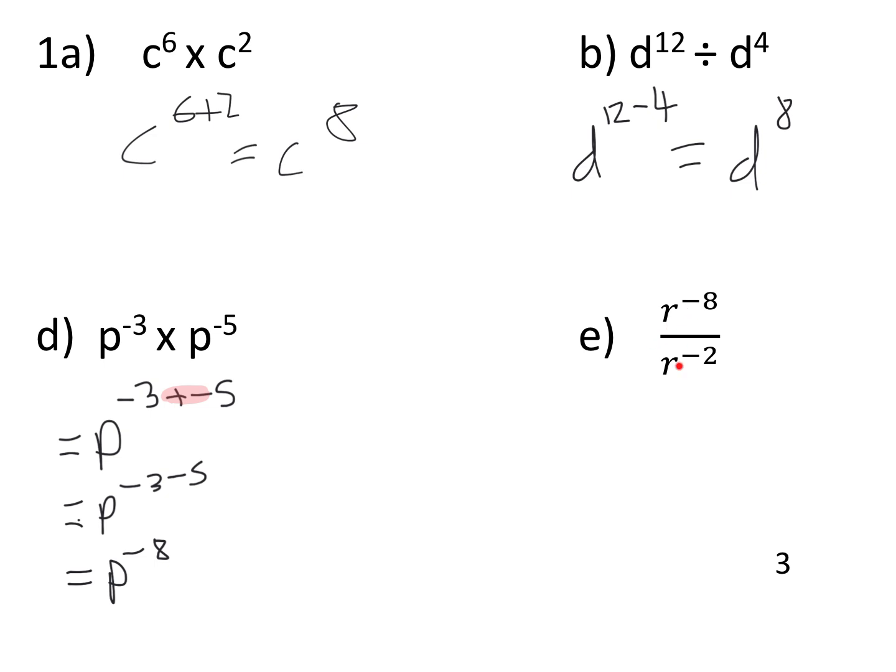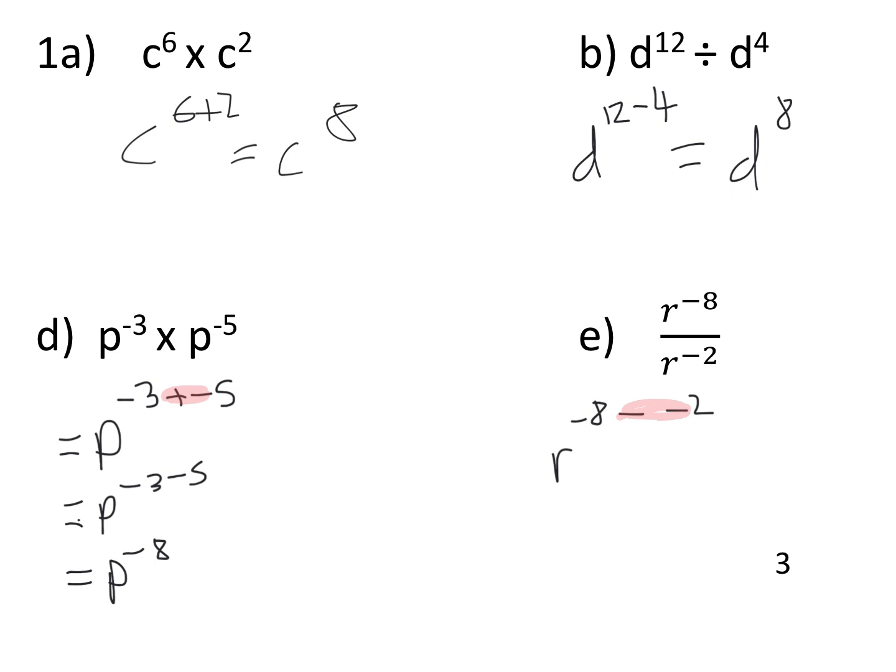So please write out at least that calculation to get it right. Okay, part E, we've got lots of negatives here too. The bases are the same. If we're dividing, which a fraction is a division, so we're dividing here, what we do is we take away the powers, so we take away that -2. So it's -8, take away -2.